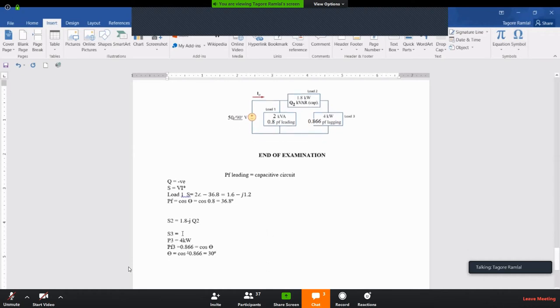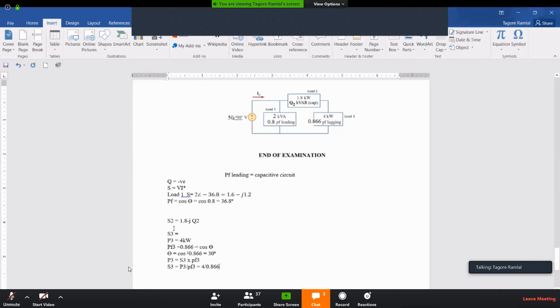So if we find S3, S3 would be equal to P3 divided by 0.866. P3 would be equal to S3 times the power factor. Right? So S3 would be equal to P3 divided by power factor 3. That will be equal to 4 divided by 0.866. Okay?